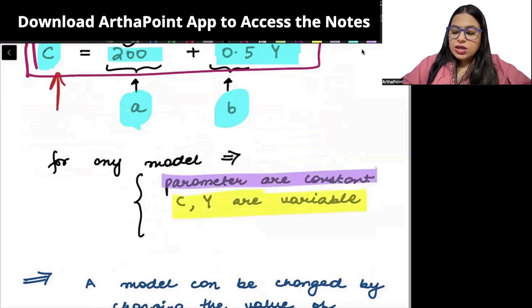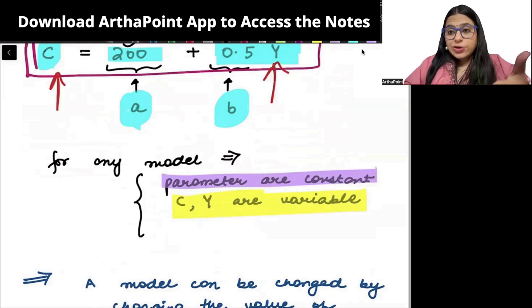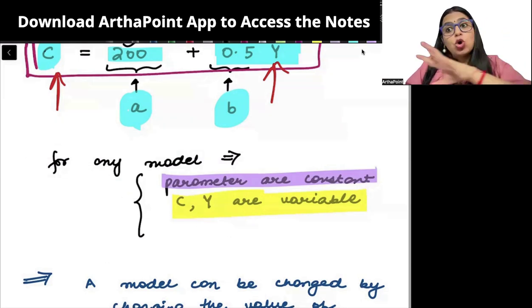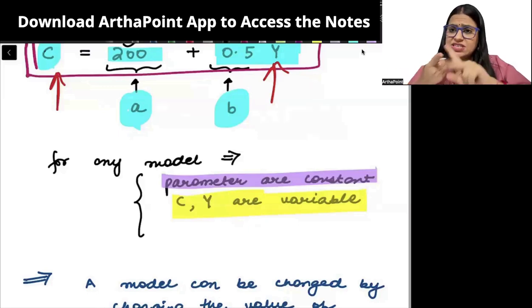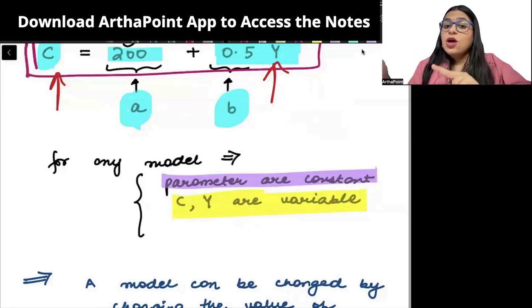ये जो दिख रहे हैं, जो आप मॉडल के अंदर सॉल्व कर रहे हो ना, जिनकी वैल्यू के लिए आप सॉल्व कर रहे हो, जो आपका इक्विलिब्रियम निकालने की कोशिश कर रहे हो, जिनके आंसर आप निकाल रहे हो, whatever you're solving for in the model, those are your variables. So whatever things you want to solve within the model, you want to find the value of c, y, these are your variables. Whatever are constants, those are your parameters.